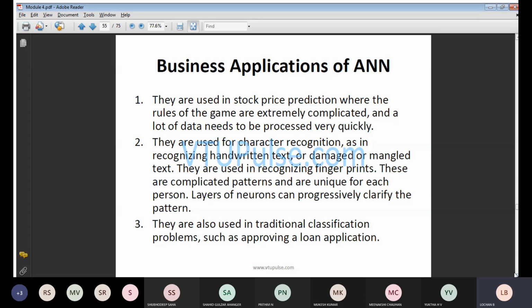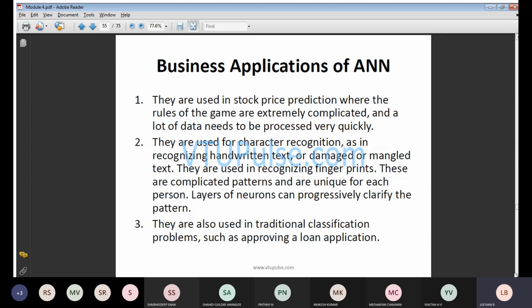It is also mainly used for character recognition, recognizing handwritten text, and recognizing fingerprints. You use the fingerprint on your mobile phone, in most cases for security purposes, because it is unique to each person.